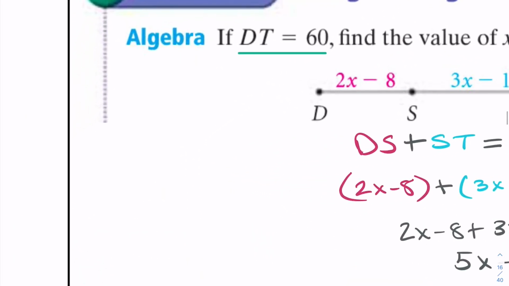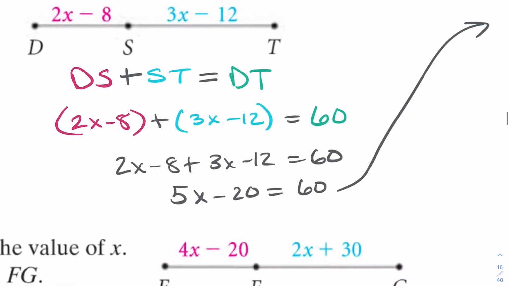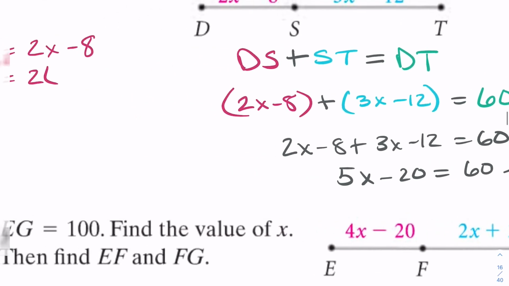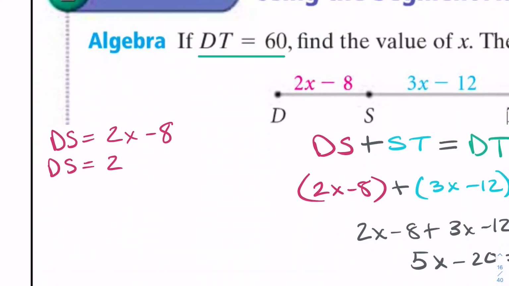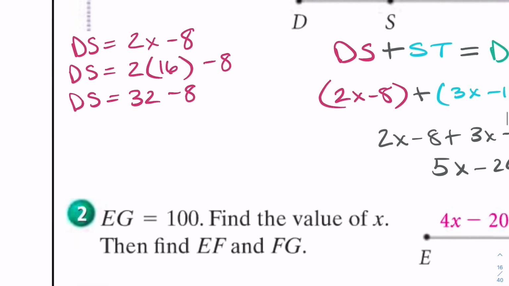So DS equals 2x minus 8. DS equals 2 times, x has a value of 16. So DS equals 32, take away 8. DS equals 24.